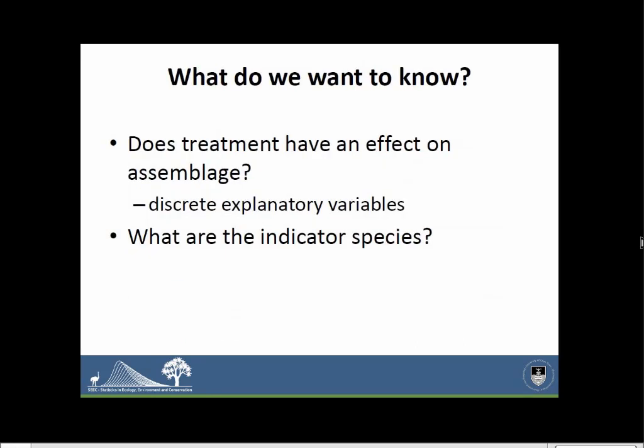Okay, so what we normally want to know is, for example, does a treatment have an effect on an assemblage? That's where you're using discrete explanatory variables, right? So you have a treatment, you have a block, you have a year that you're sampling across different years. That would be your discrete explanatory variables. And then following that, you want to know what are the indicator species, in which species is that effect seen, essentially.